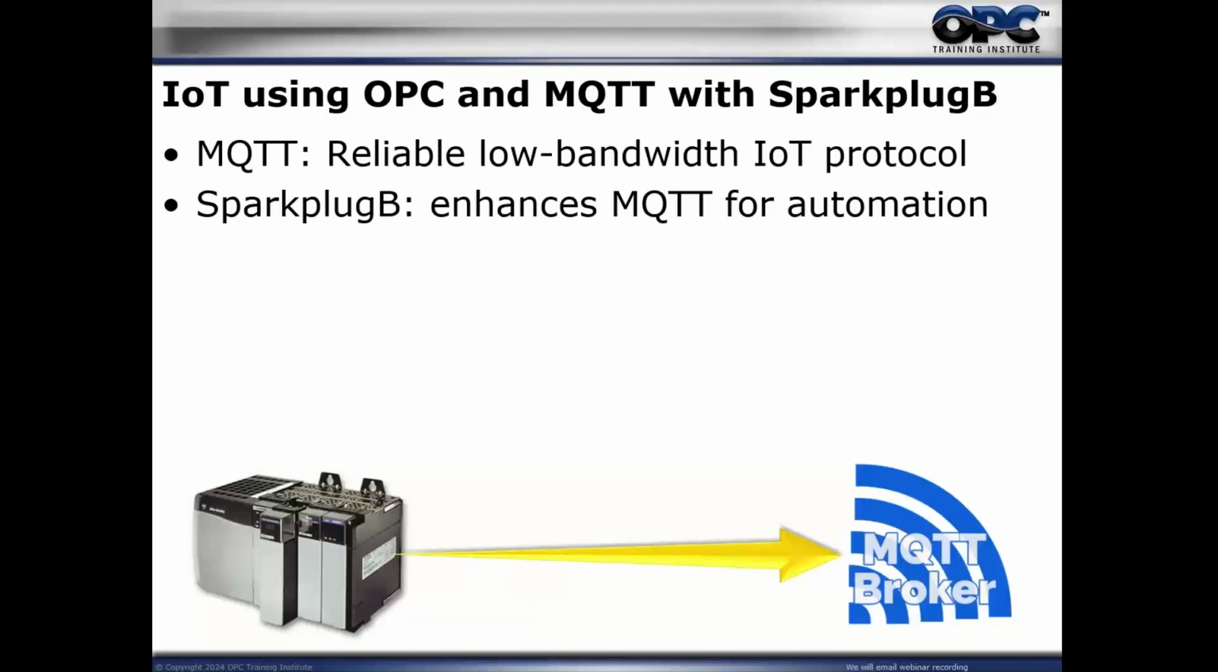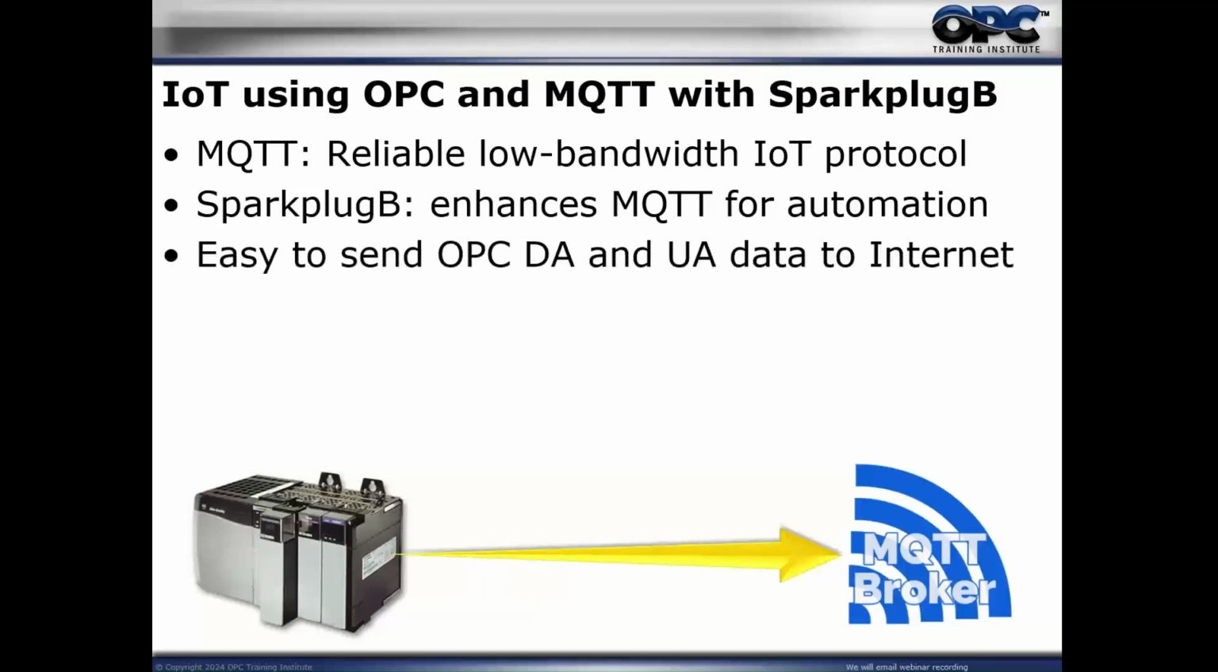SparkplugB to MQTT is kind of like OPC to DCOM, OPC Classic, that is. OPC is really DCOM done in a very specific way that makes it very useful for automation. SparkplugB is a way to do MQTT in a very specific way that makes it useful for automation. OPC UA is a very specific way to send TCP/IP messages that makes it useful for automation. So again, SparkplugB enables MQTT to become particularly useful for automation.